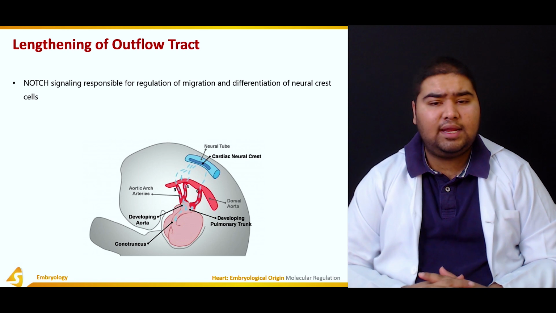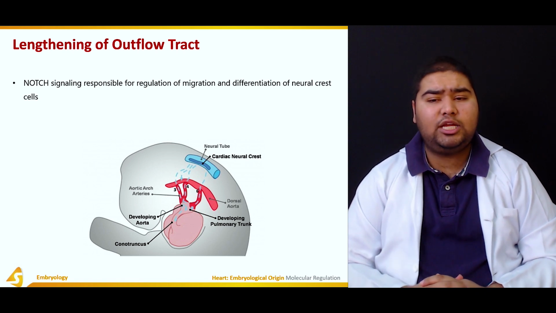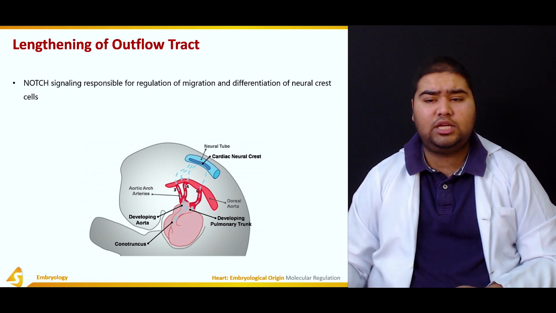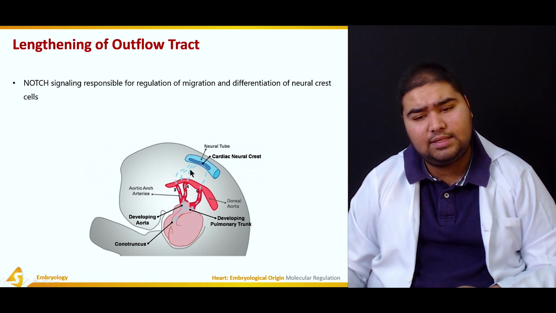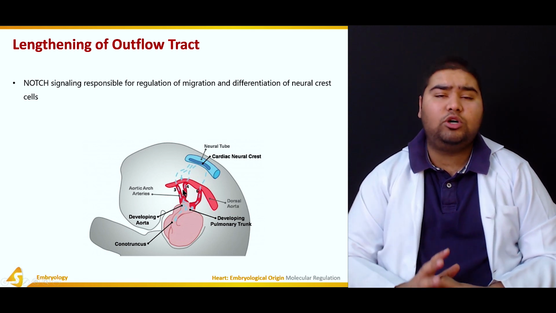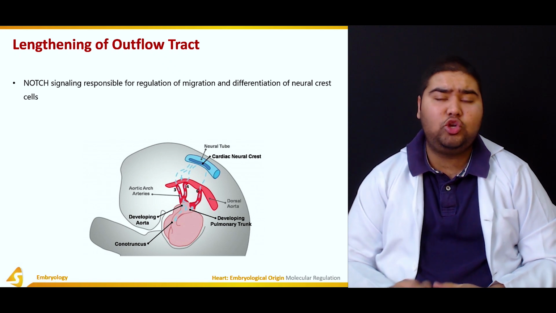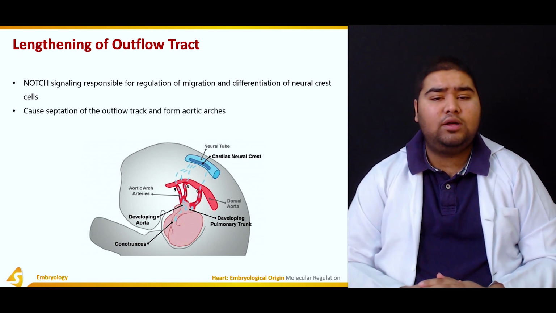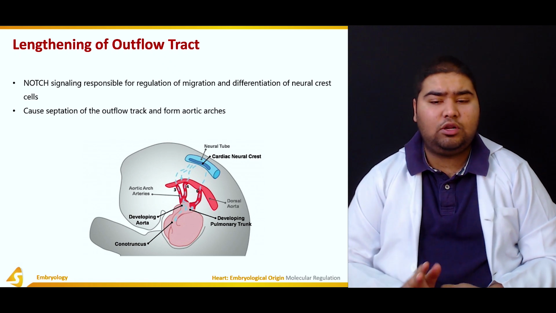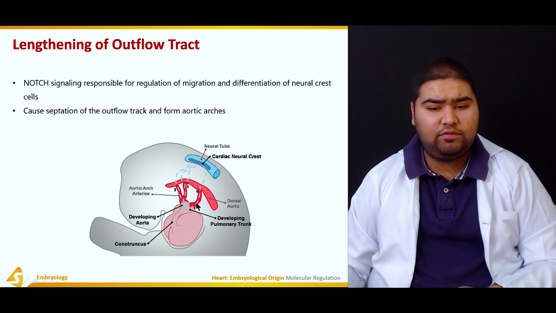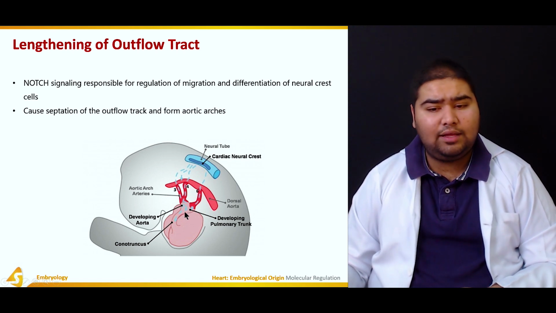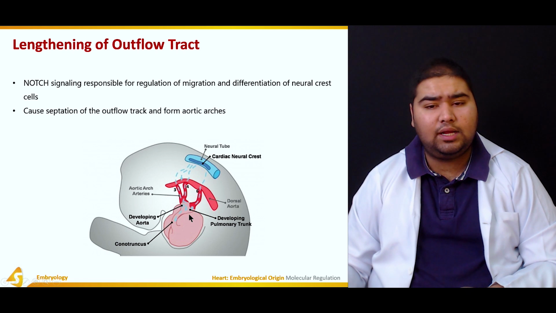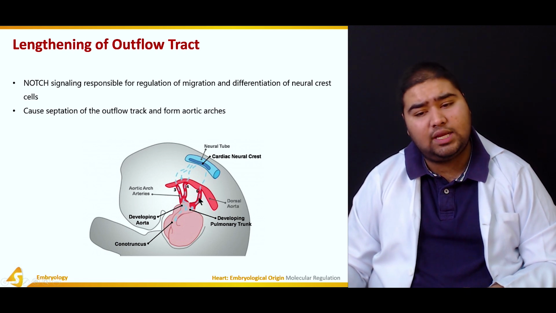Notch signaling is also responsible for regulation and migration of the differentiating neural crest cells. These are the neural crest cells. They are migrating and differentiating into the aortic arches. And what is responsible for that? These are the notch signals. They cause septation. These neural crest cells help in the septation of the developing aorta and of the outflow tract, both the aorta and the pulmonary trunk, and they help in the formation of the aortic arches here.